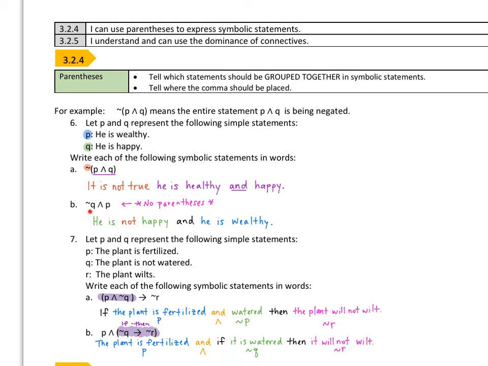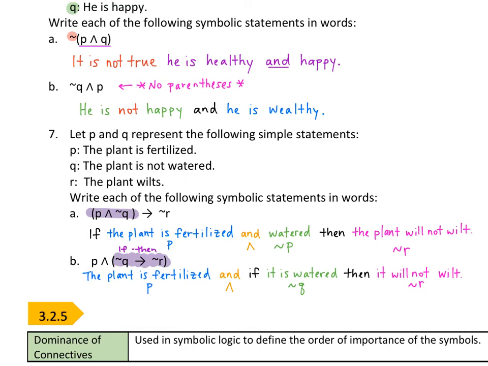Versus in part B, we should note that there is no parentheses here, okay? So what does that look like? We kind of group it just like we did before. He is not happy and he is wealthy. So you're not negating that entire statement. You're just negating the fact that he is happy.